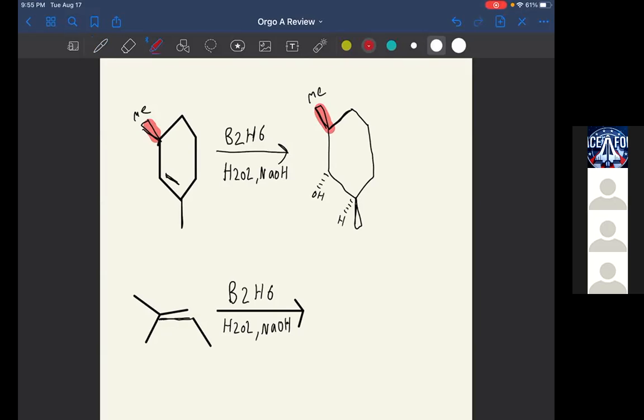So anytime you see BH3 and H2O2 and NaOH, this is the mechanism it undergoes. It adds an OH and an H syn to one another, it's stereospecific, and it follows anti-Markovnikov. So I'll actually write that down. This is anti-Markovnikov syn addition of OH and H, and stereospecific.